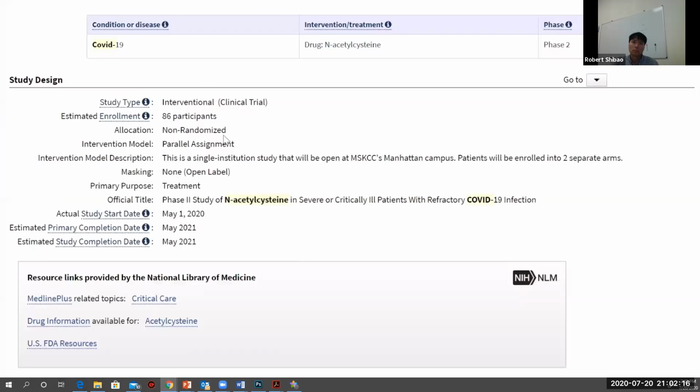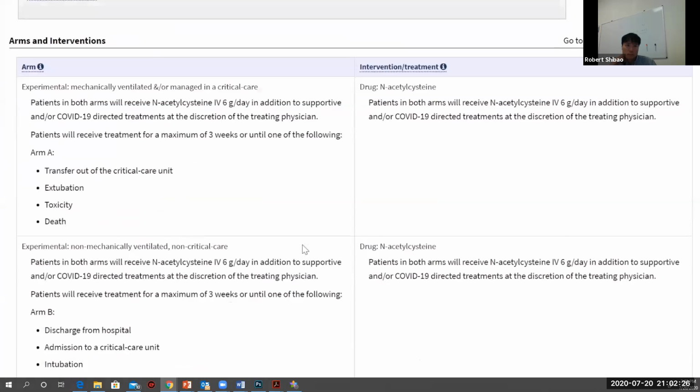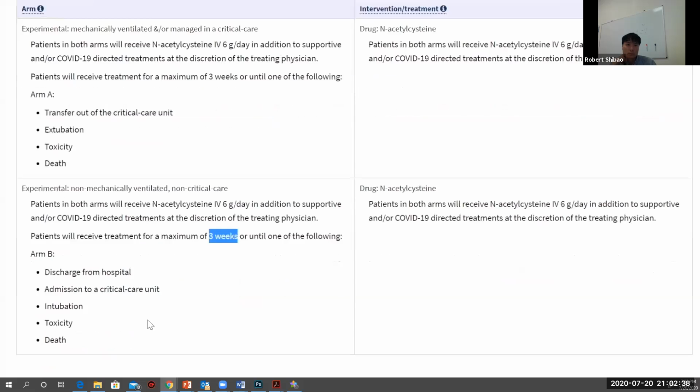It was a non-randomized trial, and it was a phase 2 study of N-acetylcysteine in severe or critically ill patients with refractory COVID-19 infection. And they're not fooling around, folks, because they're giving 6 grams a day of IV N-acetylcysteine. And they're going to give it up to 3 weeks in duration or until they're discharged from the hospital, admitted to a critical care unit, intubation, toxicity, or death.